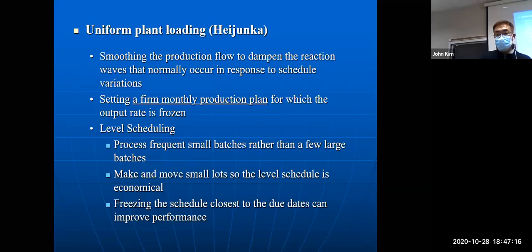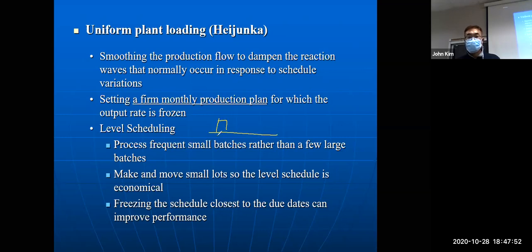And then uniform plant loading. Uniform plant loading in Japanese is heijunka. So it's like when they schedule a firm monthly production plan, like level scheduling. First month, 100. Second month, like 150. And then third month, like 50. Then this company needs 150 capacity.